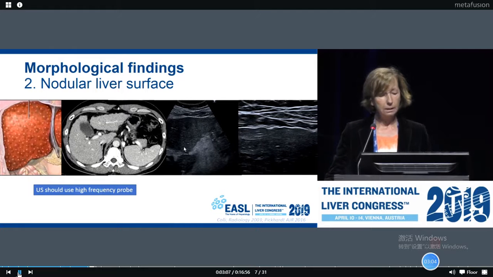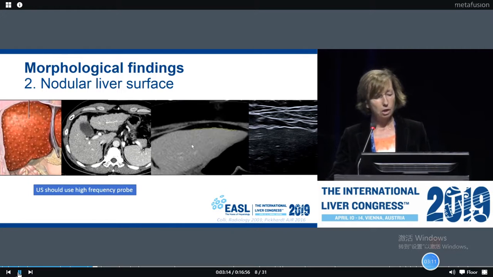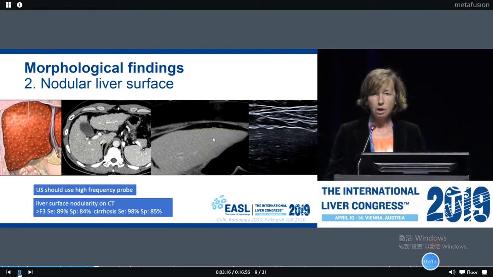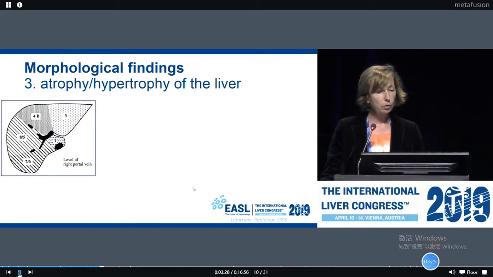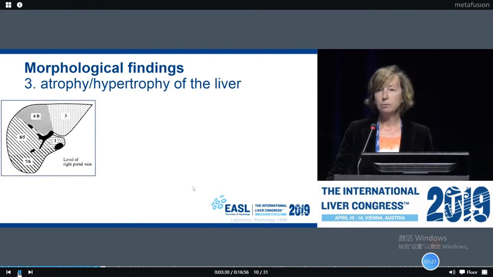And fortunately, there are some automated liver surface software that have been developed that are able to depict not only cirrhosis but also extensive fibrosis with a high level of sensitivity and specificity, as you can see. The third very important morphologic finding is related to the atrophy-hypertrophy complex of the liver. Indeed, you know that some liver segments may shrink, whereas others may enlarge.